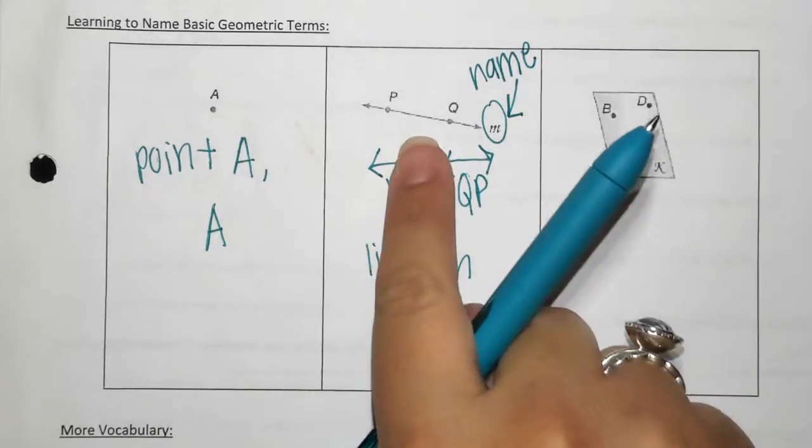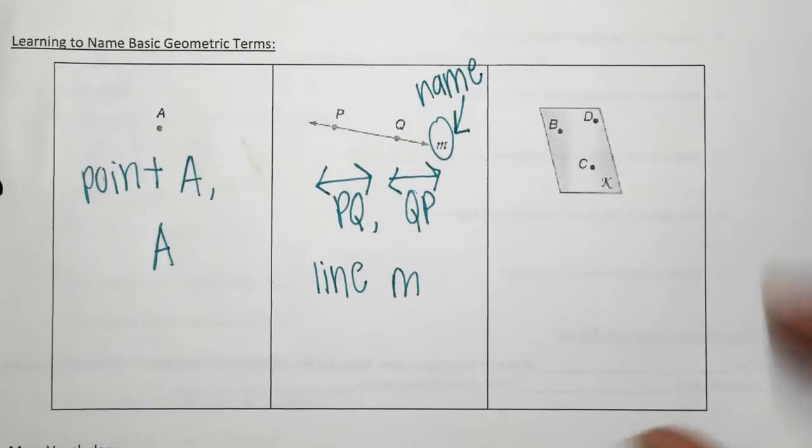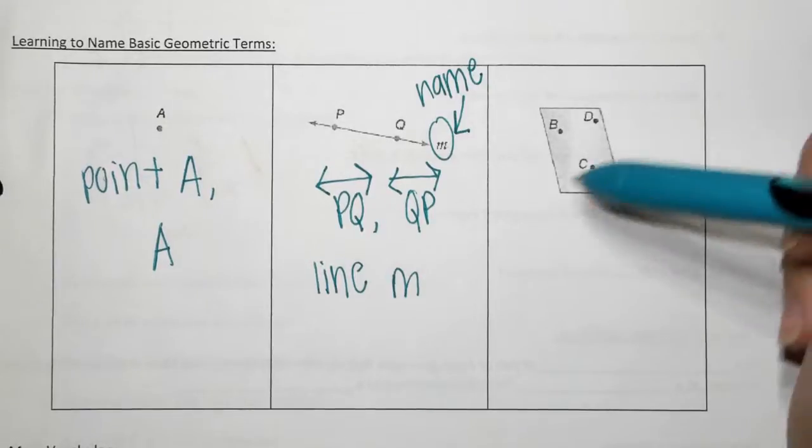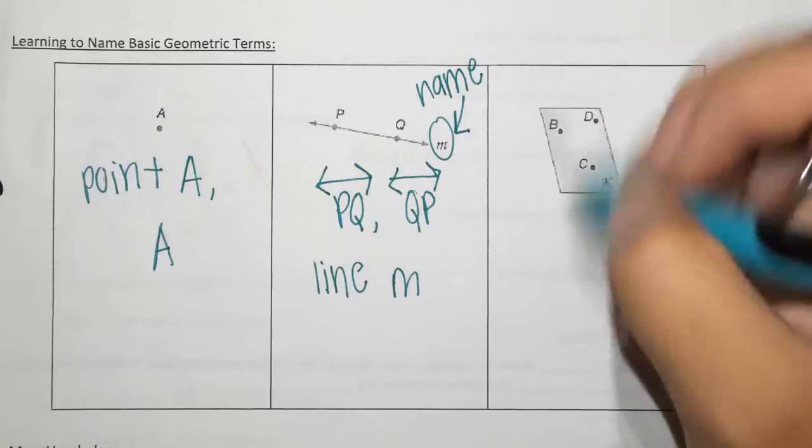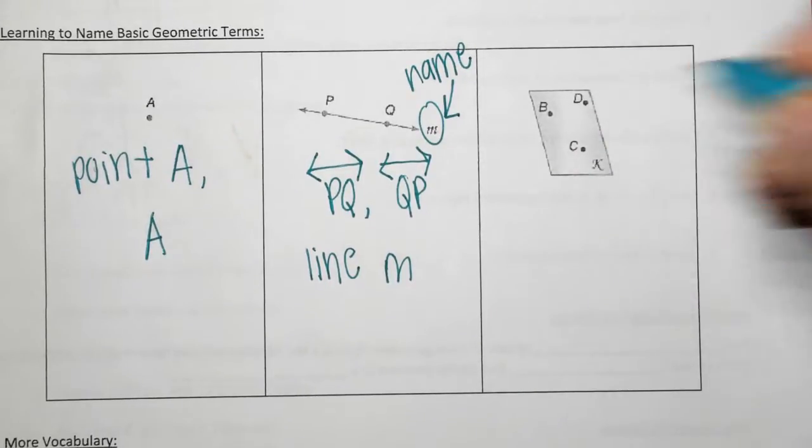Alright, so we had point, line. Now we have plane. Remember, there's at least 3 points on a plane. There can be more. Okay, Micah. How would I name this plane?